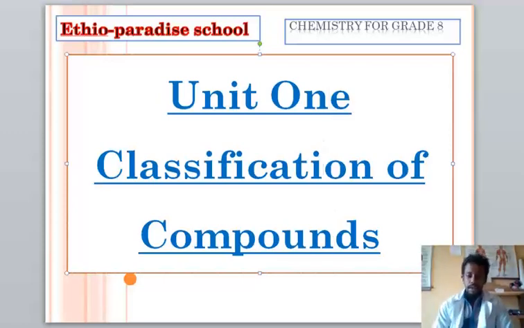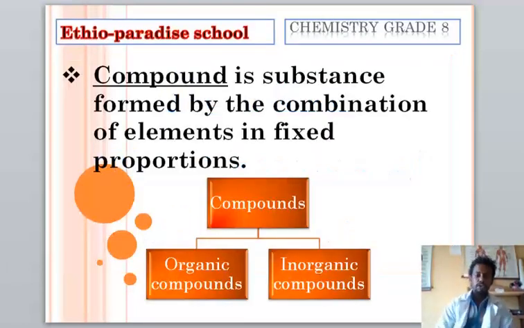What do you mean by a compound? Okay, we shall start by defining what a compound means. A compound is a substance formed by the combination of elements in fixed proportions. For example, water is a compound formed by the combination of oxygen and two atoms of hydrogen.